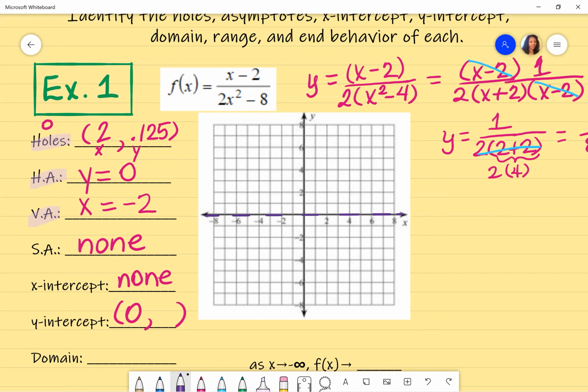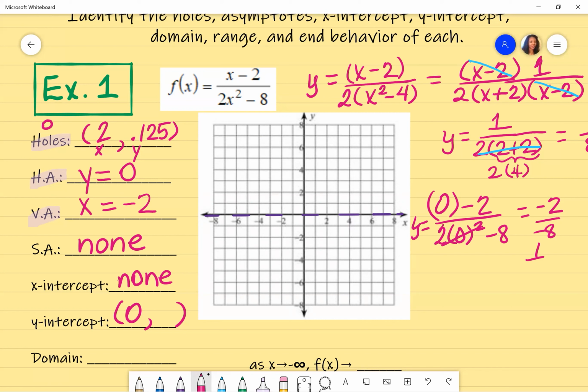All I would have to do is go back to my original problem if I wanted to use the manual math versus the calculator. In my original problem, every time I see an x, I want to replace that with a 0. And what's going to happen is a lot of it is just going to go away. 0 minus 2 is negative 2. Then 0 squared is 0. 0 times 2 is 0. And then 0 minus 8 is negative 8. If I simplify this, this becomes positive 1 over 4, which is approximately 0.25. So that is going to be my y-intercept.